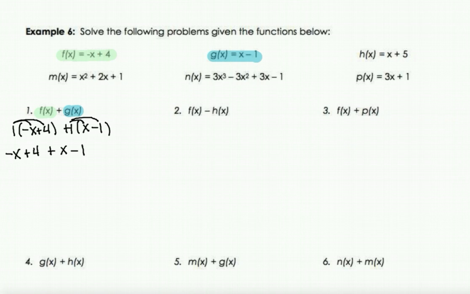And then you would look to combine your like terms. So your like terms in this case would be your negative x and positive x, and then your 4 and negative 1. So the negative x, positive x would cancel each other out, and 4 minus 1 would just give you positive 3.